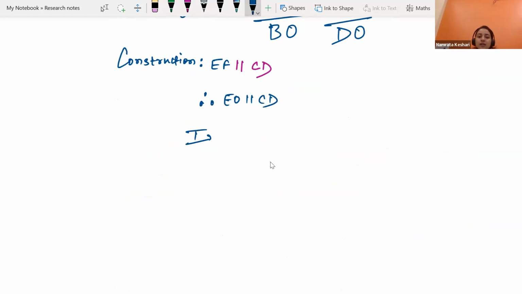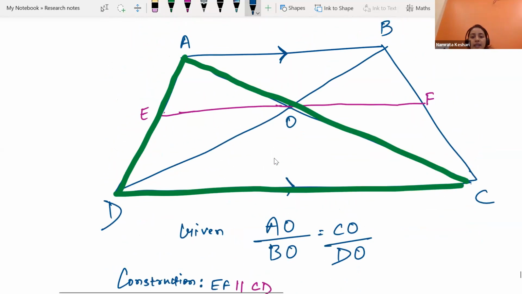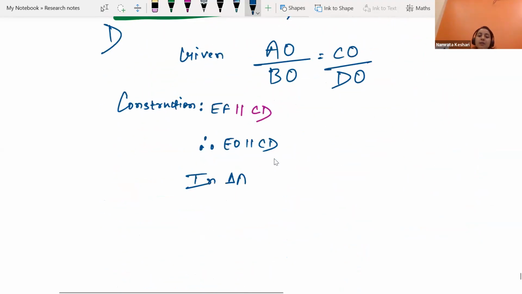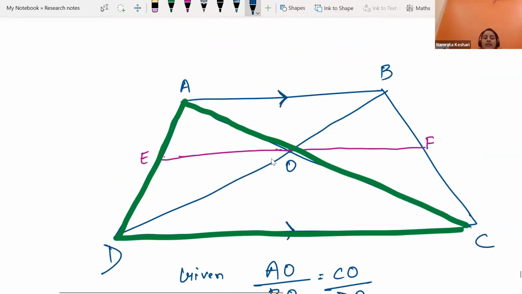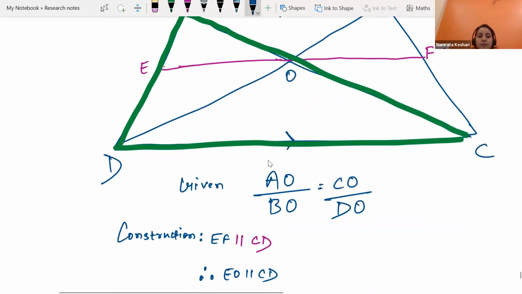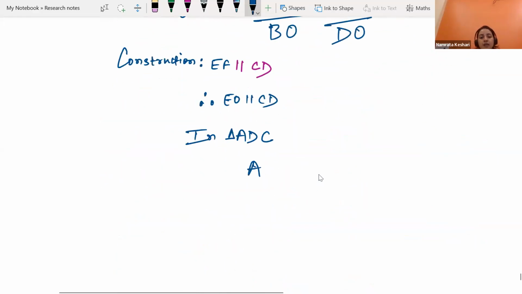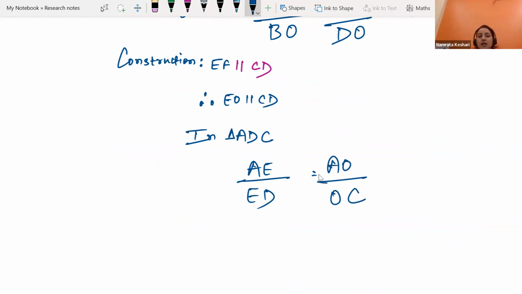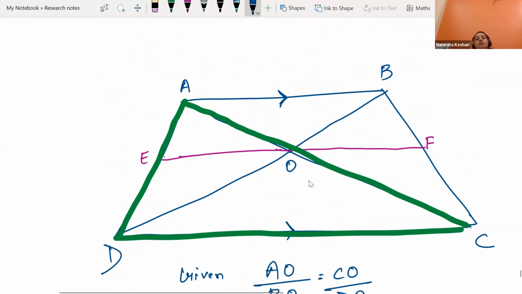Then in triangle ADC, can we write by basic proportionality theorem AE by ED is equal to AO by OC? Can we write that? Yes or no? Yes, ma'am. AE by ED is equal to AO by OC. Look carefully, we used the basic proportionality theorem because this is parallel to one side.